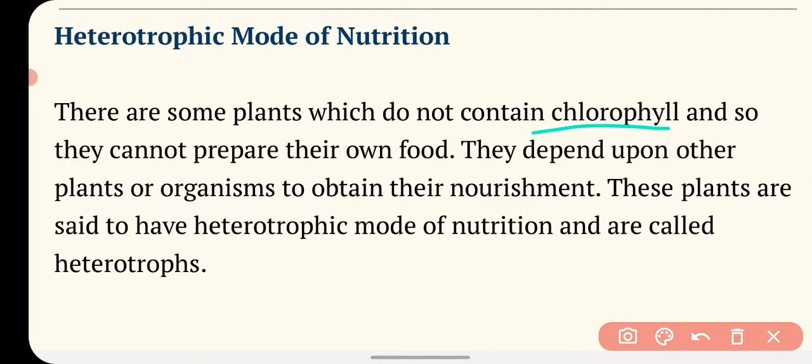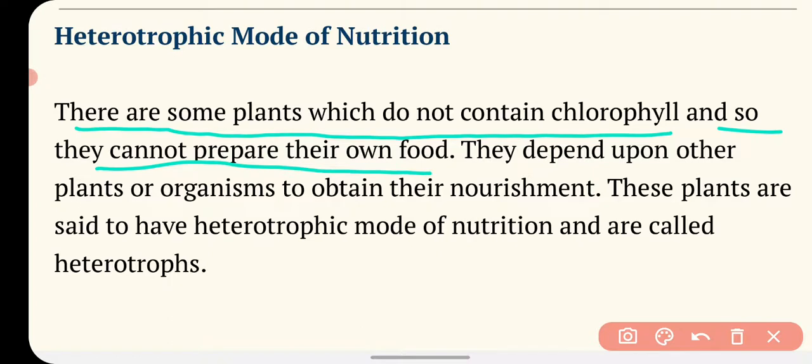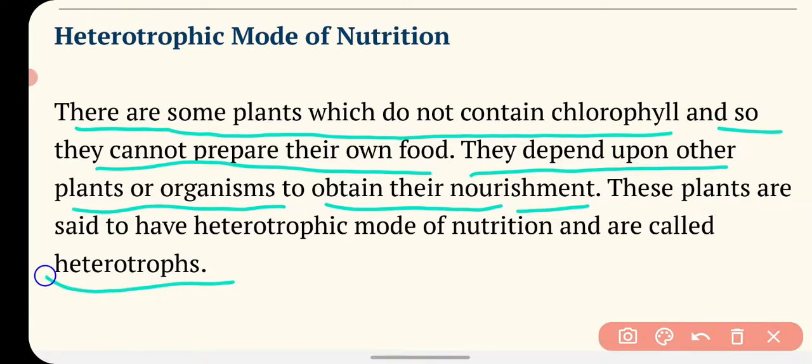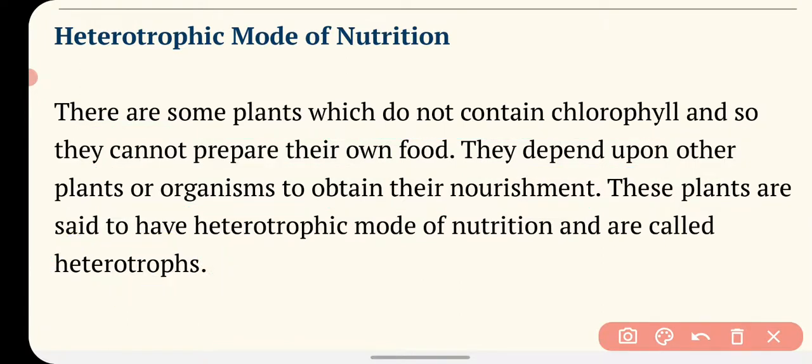But here in the second case, in heterotrophic mode of nutrition, the plants do not contain chlorophyll, and because of not having chlorophyll the plants cannot perform photosynthesis, and that's why they show the heterotrophic mode of nutrition. So basically there are some plants which do not contain chlorophyll, and so they cannot prepare their own food. And because they cannot make their own food, they are dependent upon other plants or organisms to obtain their nourishment, and that's why they are called heterotrophs, because they show the heterotrophic mode of nutrition.